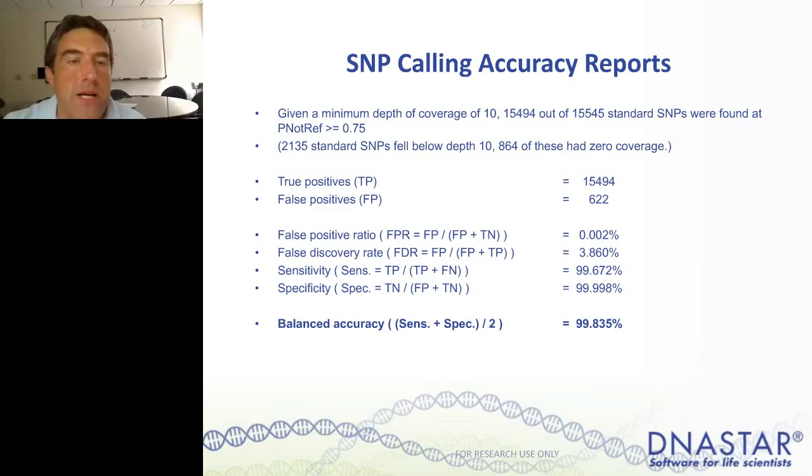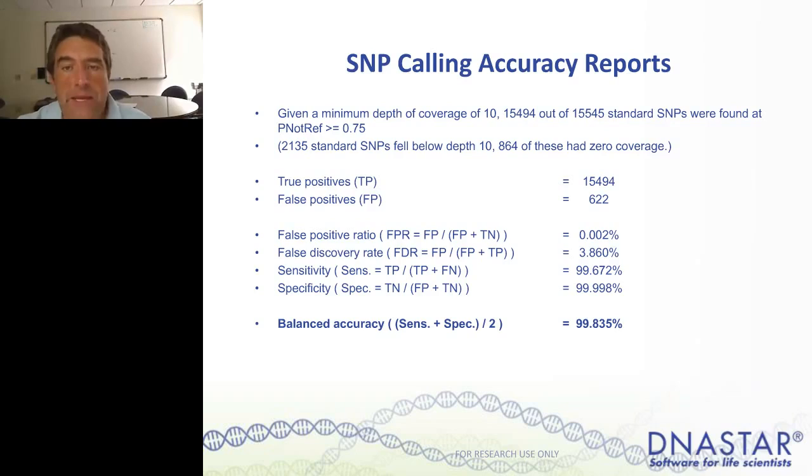I just copied out a couple pieces of this. You can see the first statement here is essentially a summary statement, and it's just saying that, given a minimum depth of 10x coverage, we're detecting 15,494 out of 15,545 SNPs, using a probability filter of 75%. So we can get a feel for how many SNPs were there in our validated data set. We have a little over 15,000, and we're getting most of them.